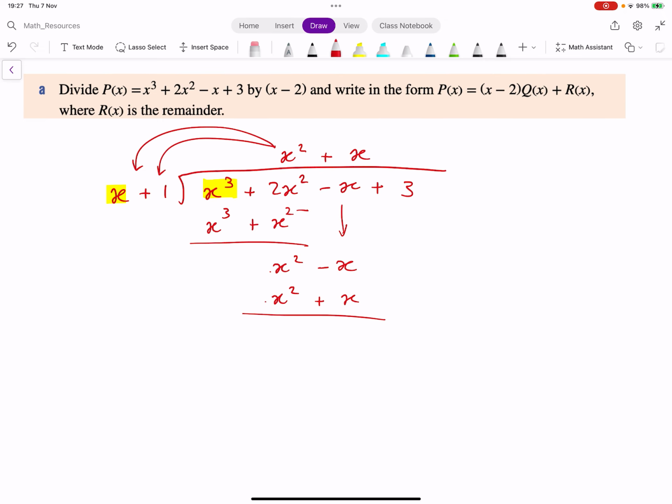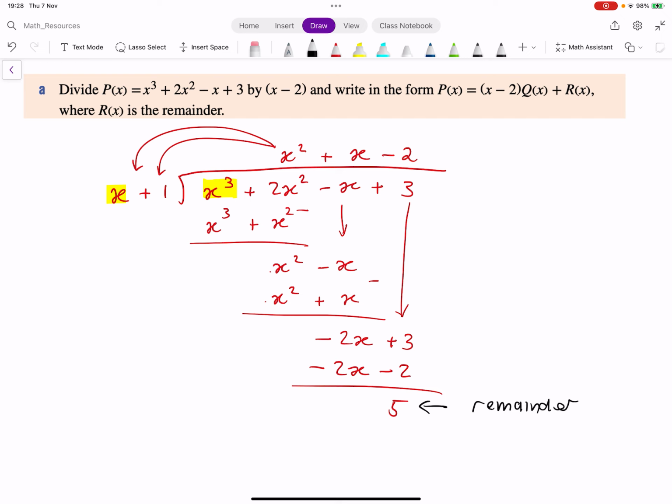We're now going to subtract. Minus x is minus 2x. We're going to bring down our 3. We're now going to ask ourselves the same question. What do I have to multiply x by to get minus 2x? And the answer is minus 2. So minus 2x minus 2. We minus the 2. 3 minus minus 2 is 5. So what we've just figured out is if I divide these two polynomials, this is my remainder.